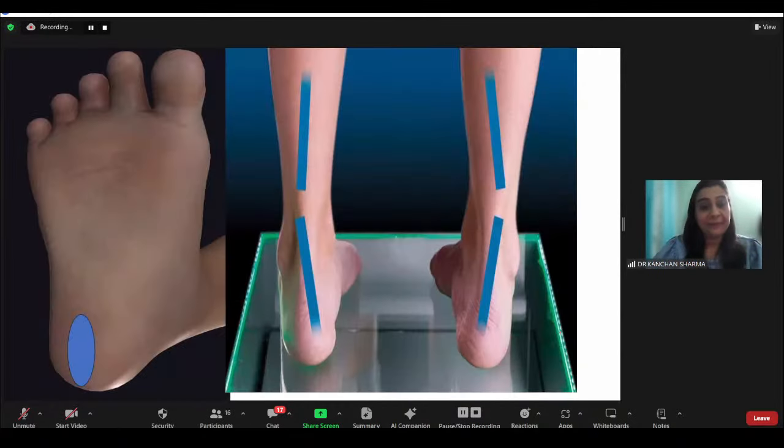That's how they are. Now, coming to the inferior calcaneal nerve, this will be a little different, you know. These patients will be having obviously the pain, which will be over the medial side of the heel.